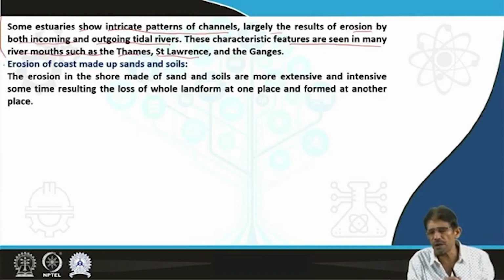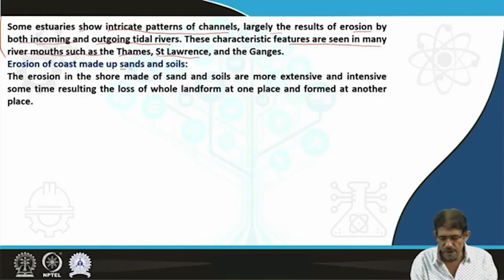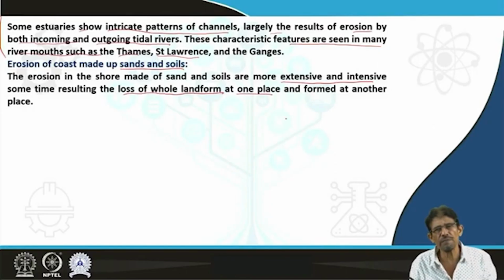Erosion of the cliff area is made up of rock strata. If the shore area is made up of sand, gravel and soil, then the erosion of shores made up of sand, soil or loose materials is more extensive and intensive, sometimes resulting in the loss of whole landforms at one place and the formation of the same landforms at another place. Shifting of beaches is a good example.